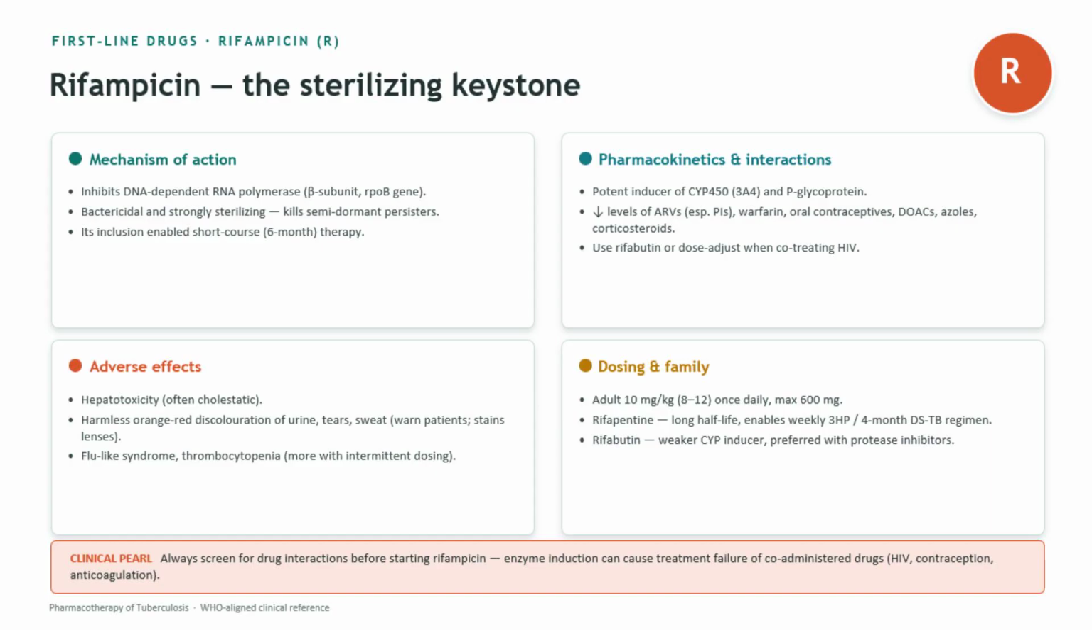Now the rifampicin keystone. It blocks DNA-dependent RNA polymerase at the rpoB gene, and crucially it kills the semi-dormant persisters. Honestly, rifampicin is the reason we can cure TB in 6 months instead of 18. But here's the catch you must respect. It's a powerful CYP450 inducer. It will drop the levels of antiretrovirals, warfarin, the oral contraceptive pill, doses of steroids. The list goes on. So when you're co-treating HIV, that's when rifabutin or dose adjustment comes in. Oh, and warn your patients. Orange tears, orange urine. Harmless but terrifying if nobody told them.